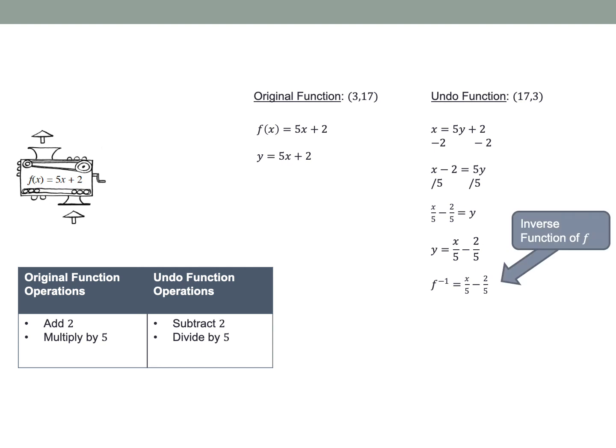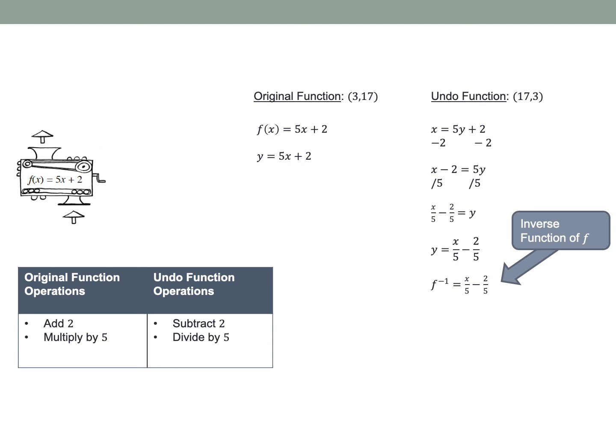Okay, so there we go. We covered the 3 topics. We know the general idea: the inputs and the outputs switch for the inverse function. Then we learned how to undo the original function to make an inverse function, and this is the notation here. So f to the negative 1 is pronounced f inverse, and f inverse equals x over 5 minus 2/5.